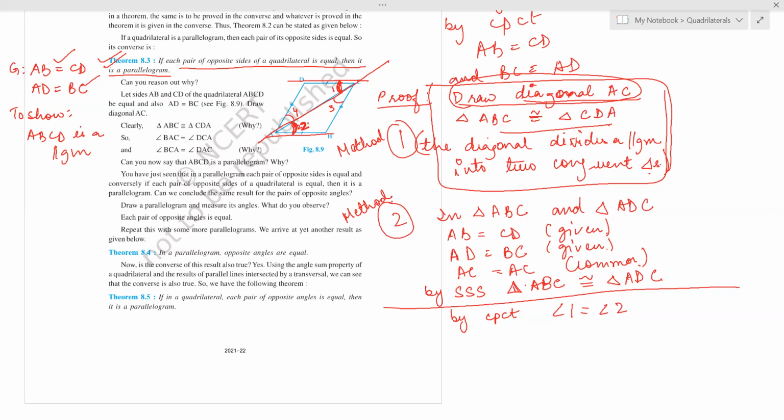Ma'am, they both are equal. They both are equal, that is fine. But I'm asking what is the converse of alternate angle theorem? Can you give me the statement? This I have shown by CPCT that angle 1 is equal to angle 2. Now what? Alternate angles are equal. Then now what?